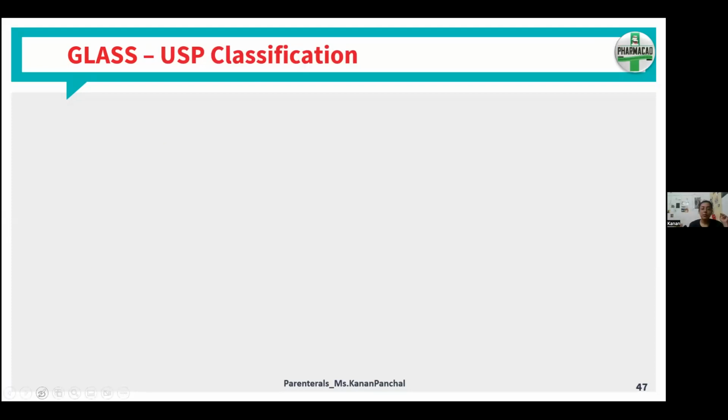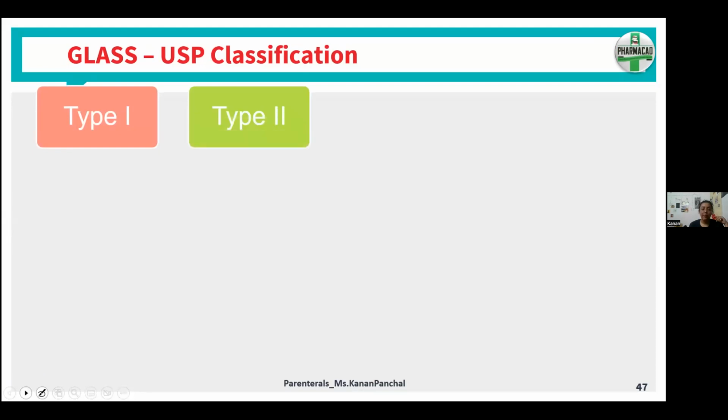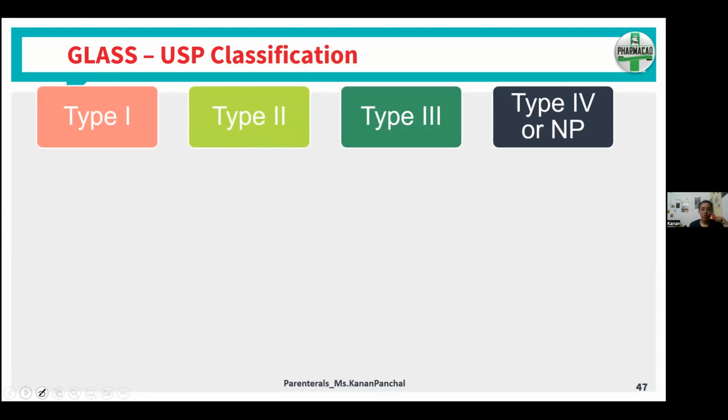This brings us to the classification of different types of glass as per the USP. So you have type 1, type 2, type 3 and type 4. Type 4 is non-parenteral, that is why I've written NP here. It's not parenteral. The first 3 types are the major ones. Let us look into it one by one.